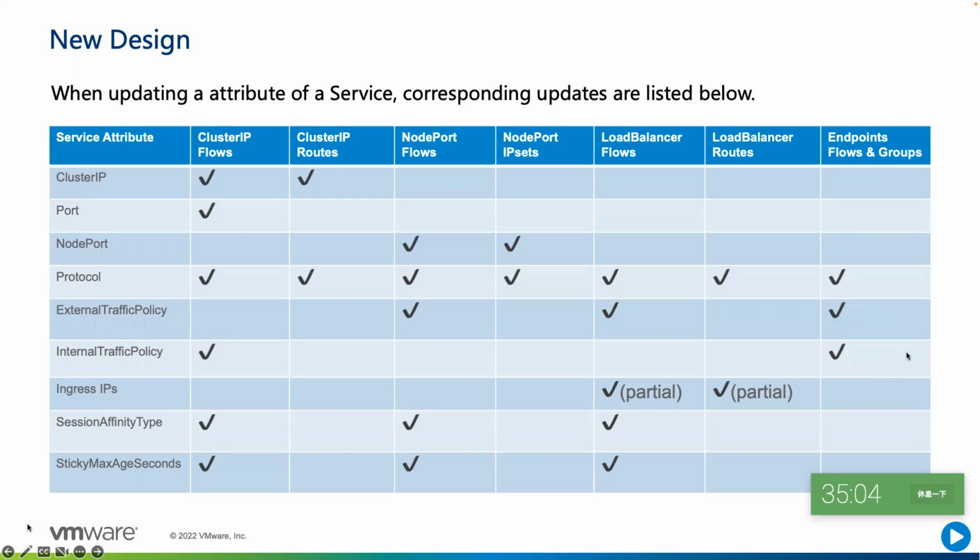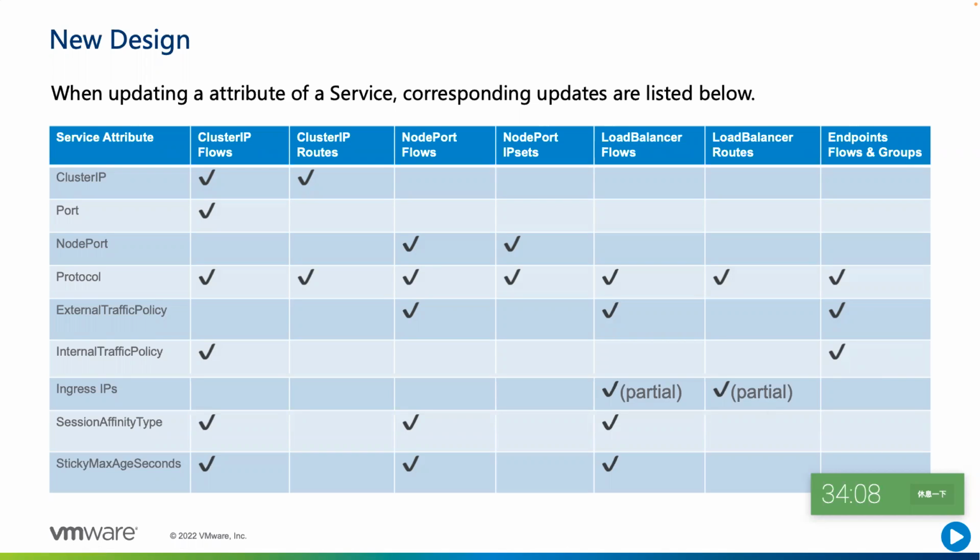In this case, maybe we also need to add some flows for remote endpoint. For the beginning, assume that the external traffic policy and the internal traffic policy are both local. Then we don't need to install remote endpoint flows, but if we change one from local to cluster, then we need another group and the flows to remote endpoint. Okay, thanks.